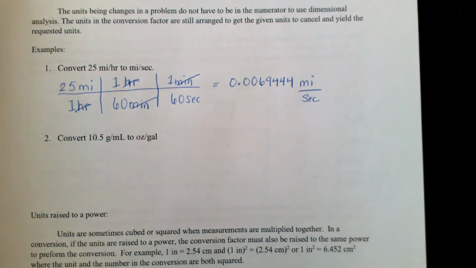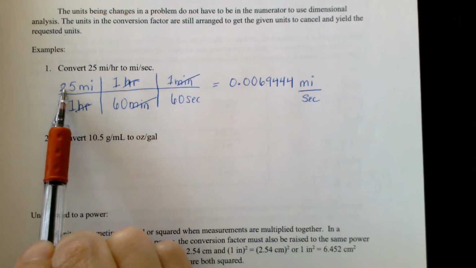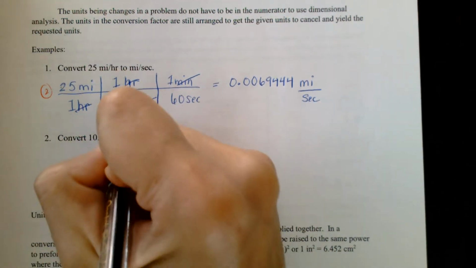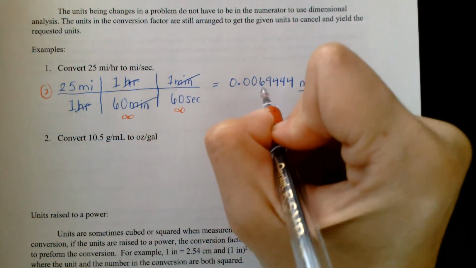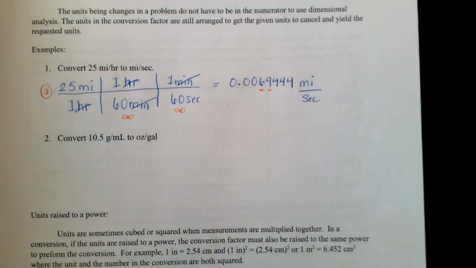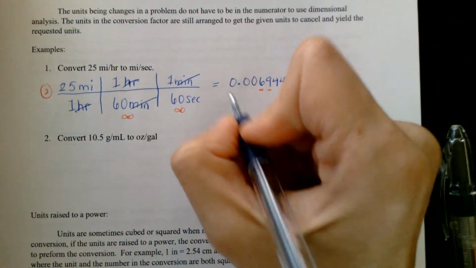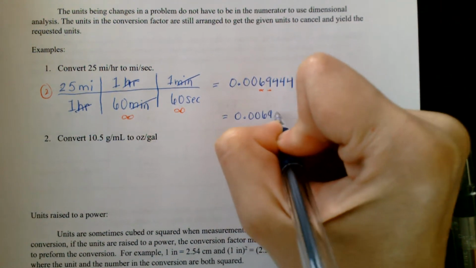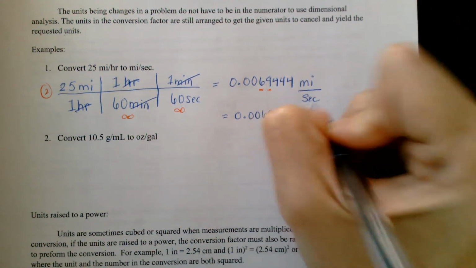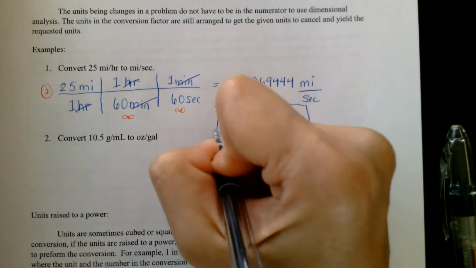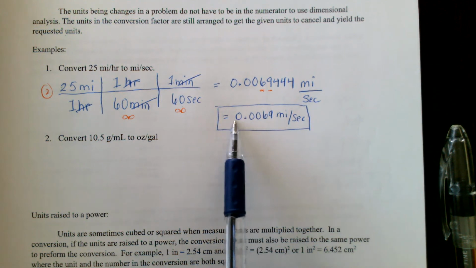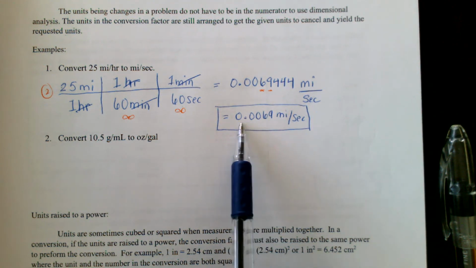So if we go back and look at our original measured value, we have 2 significant figures. These are all infinite. So we're going to want to report 2 significant figures here, which would give us 0.0069 miles per second, which you could put into scientific notation if you want. Not required because, again, we do know that these zeros here, starting the number, are never significant.